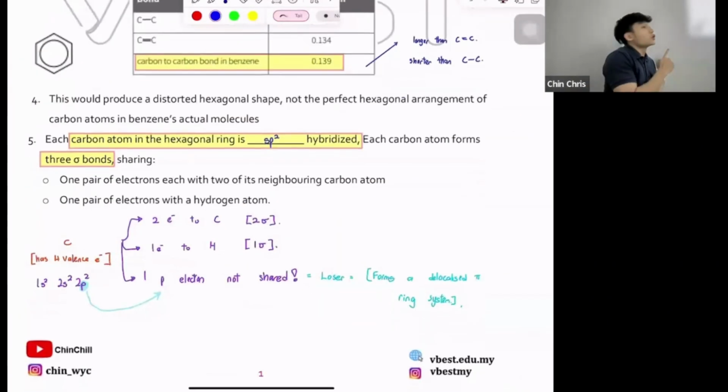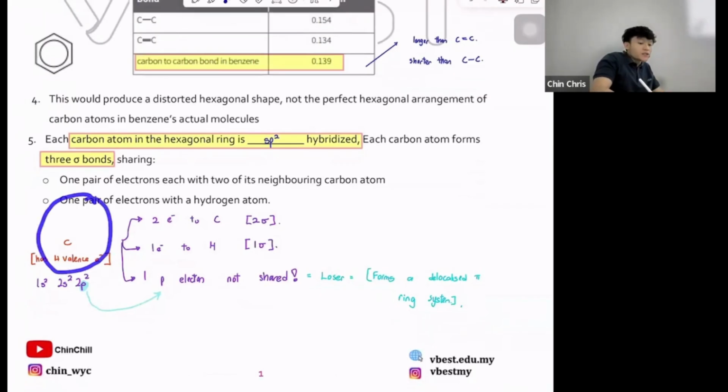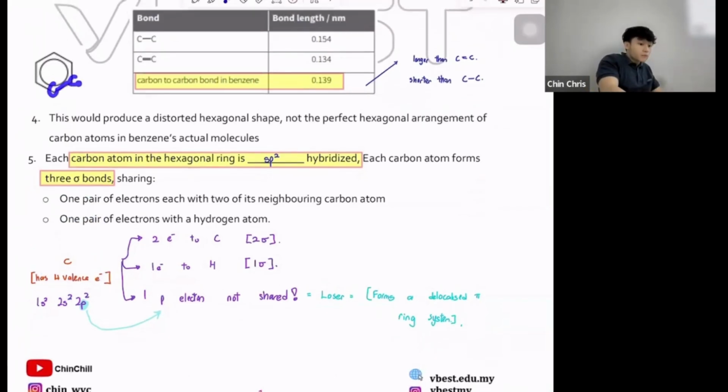That's all I'm saying. Alright, so let's look at carbon. How many outermost electrons? Carbon, which group? 4, right? Which means carbon will always have 4 outermost electrons, correct? So in order for it to be stable, carbon would share the 4 electrons, right? So you see carbon shares 2 electrons here, 1, 2. That's it. Share 2 electrons to neighboring carbons, forming 2 sigma bonds. Then carbon will share another electron to a hydrogen, forming another sigma bond.